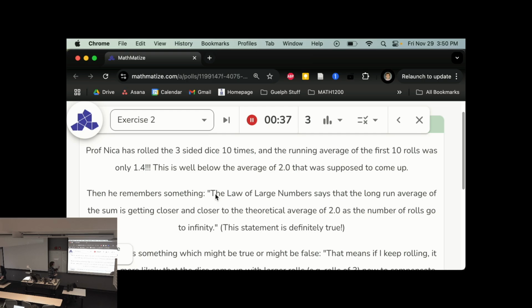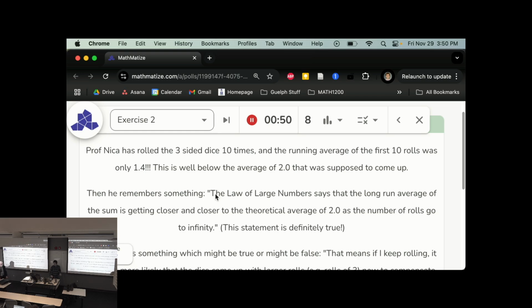But then he remembers something, the law of large numbers. And it says that the long run average of the dice is getting closer and closer to the theoretical average, 2.0, as the number of rolls goes to infinity. So this was one of the last things we said at the very end of last class. And this statement is definitely true. So this thing in quotes is a 100% true statement.